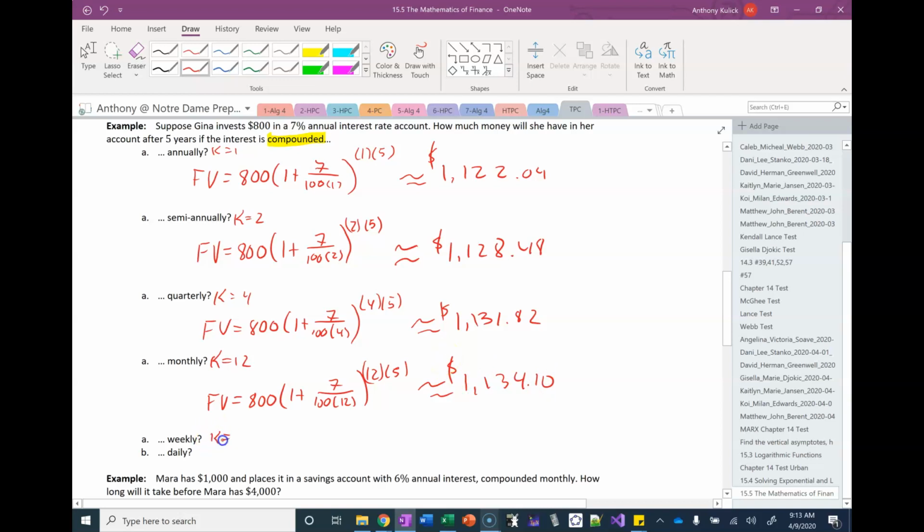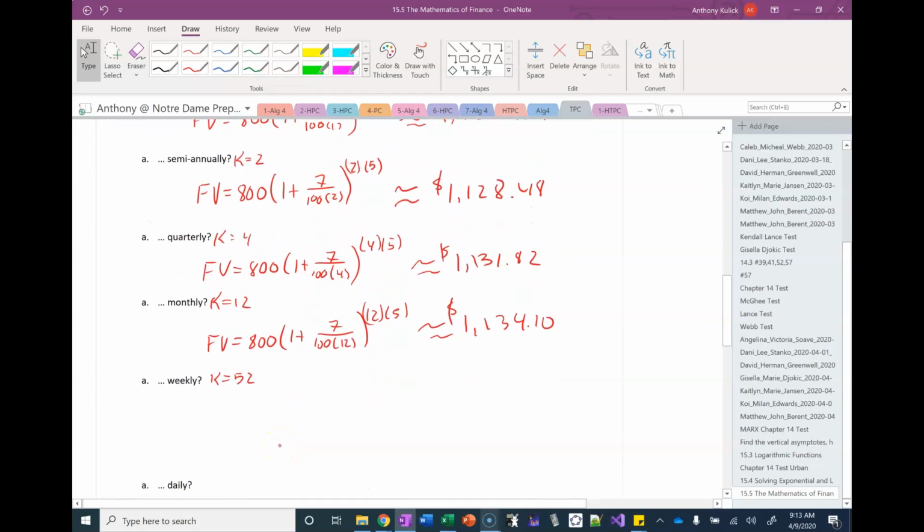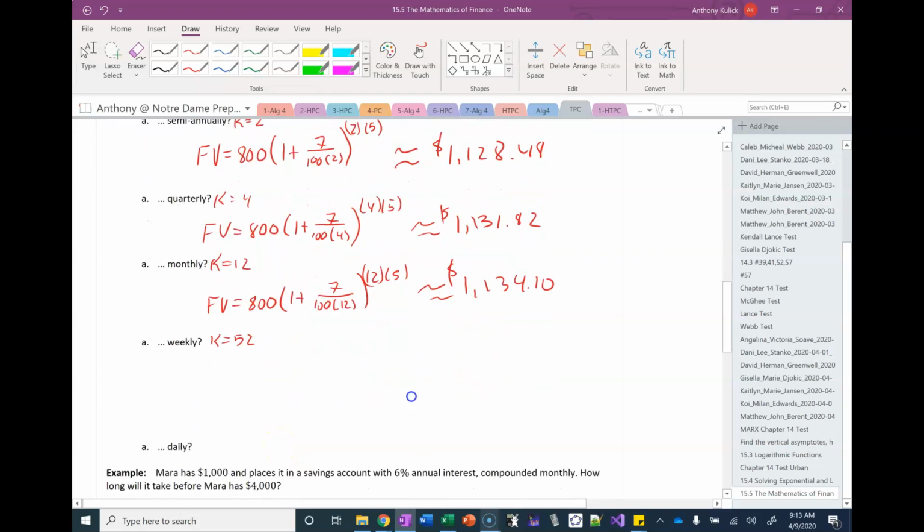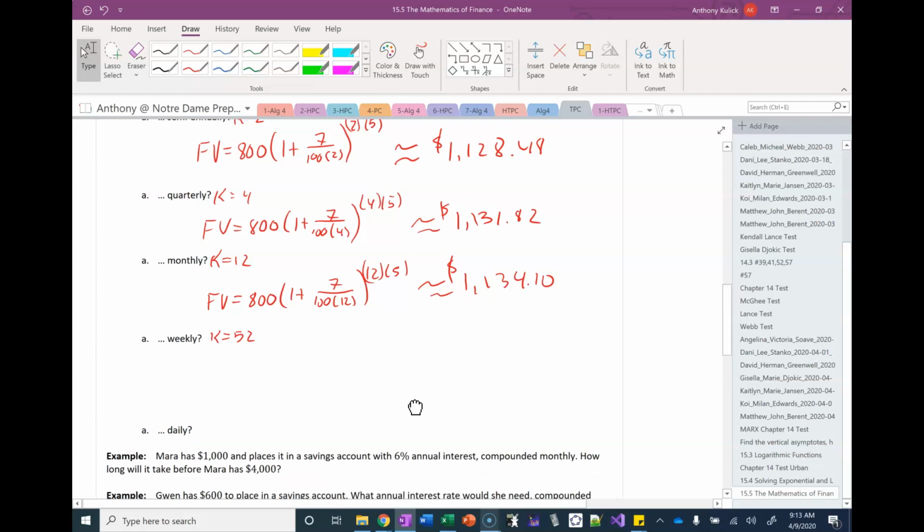Weekly, well, there's 52 weeks in the year. I'm not sure if you remembered that or not. So here we have everything else stays the same except for our value for K, which is now 52. When I do that, I get $1,134.99.